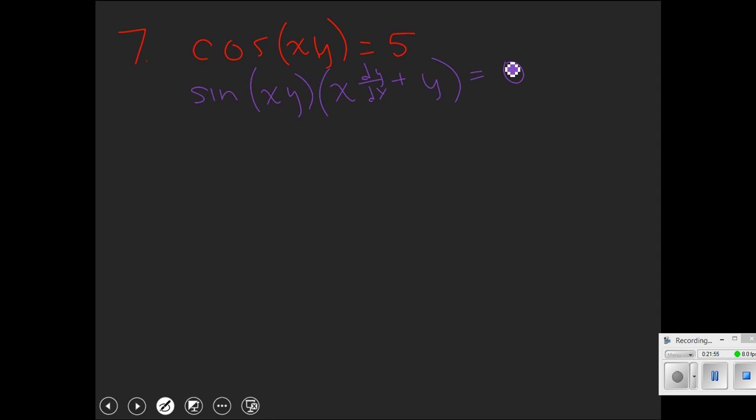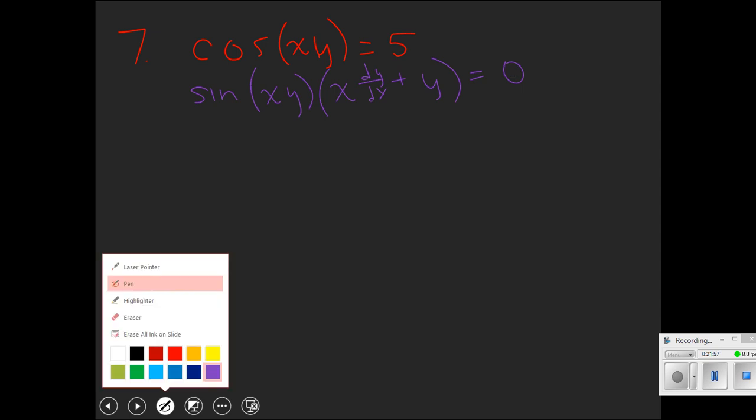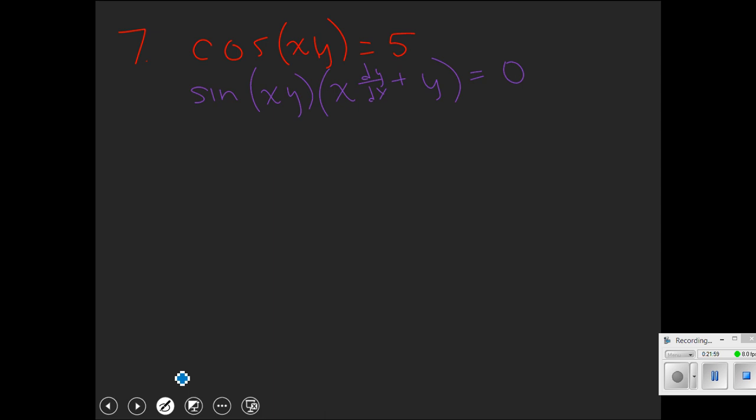Okay, we need to get the dy/dx's by themselves, so let's distribute out that sine of xy. So we have sine xy times x dy/dx plus sine xy times y. Let me fix this plus here, that's pretty ugly.